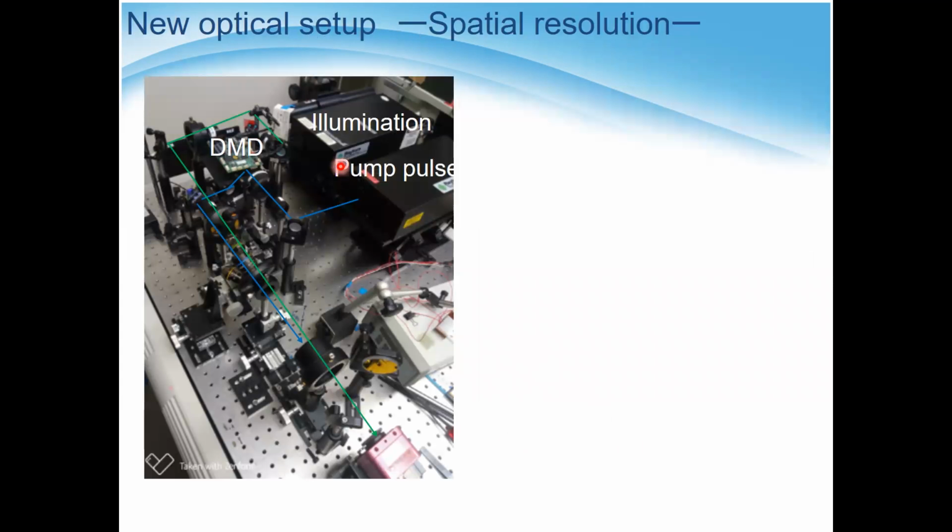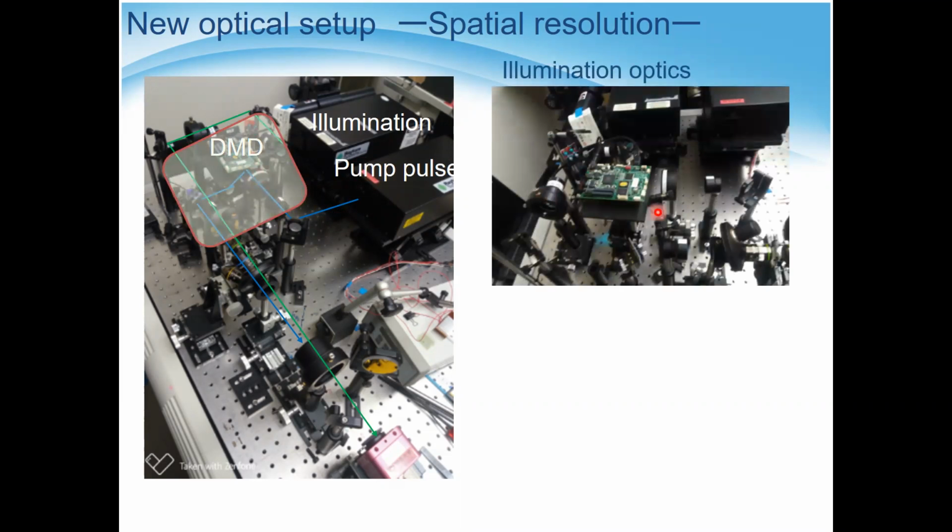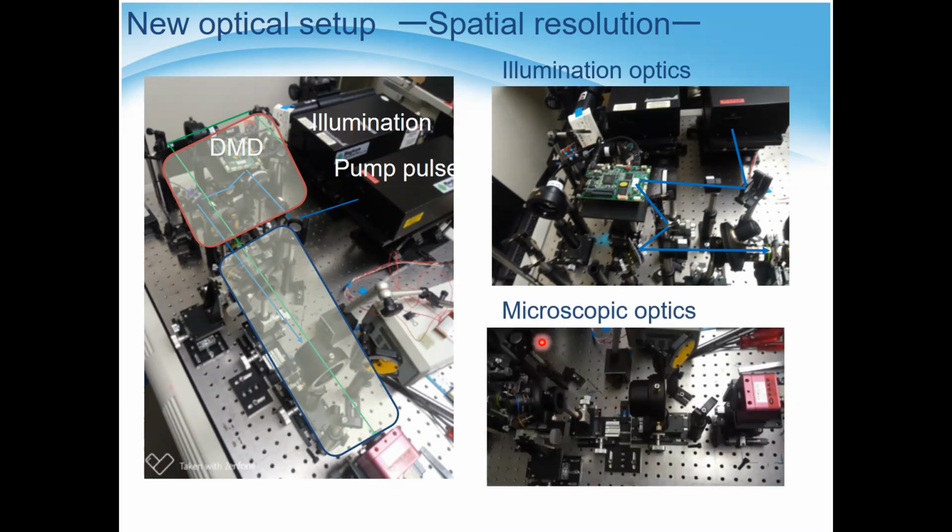And here's the real optical setup, the latest optical setup. So pump light is illuminated onto the DMD mirror, and after reflection off the DMD mirror, pattern light is illuminated onto the sample. And for the imaging part, the microscopic optics uses the imaging lens, and then we can obtain the microscopic image on the CMOS camera.